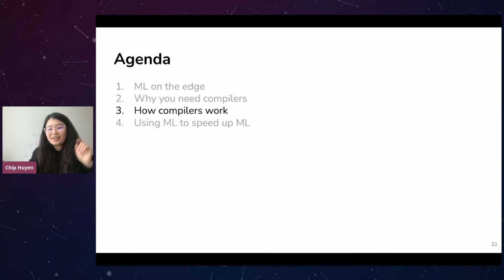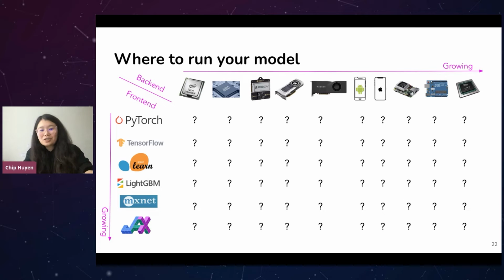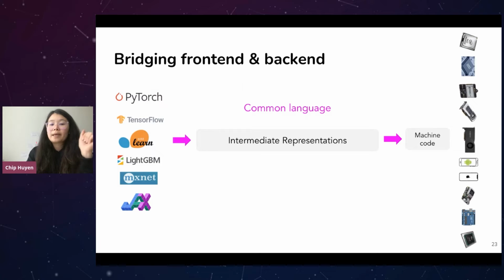So it sounds wonderful, and you might wonder how compilers do that. Let's go back to the previous slide, where we talked about compatibility. We have multiple hardware backends and multiple framework front ends. How do we make a model run on an arbitrary hardware backend? Instead of trying to get every single framework to work with every single backend, what if we have something like a common language, or a middleman, so that we can convert any framework code into this common language, and then you just need to generate from the common language to the hardware backend.